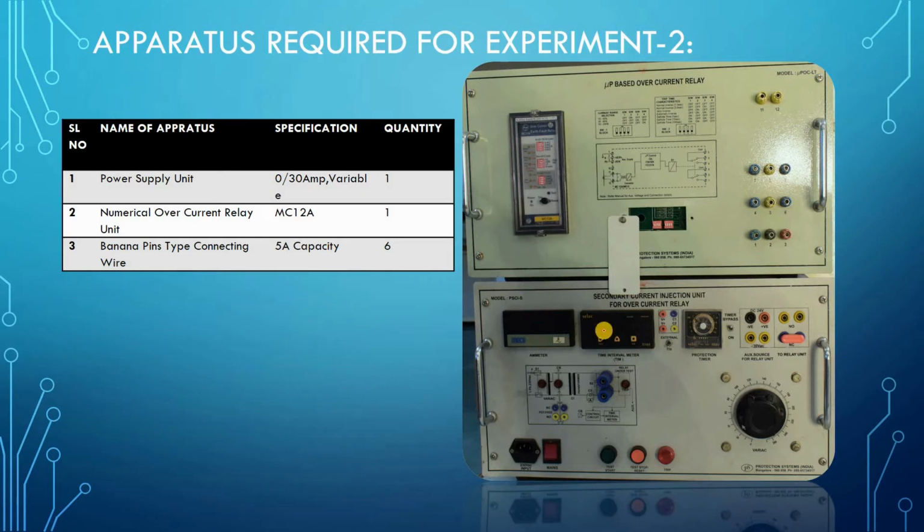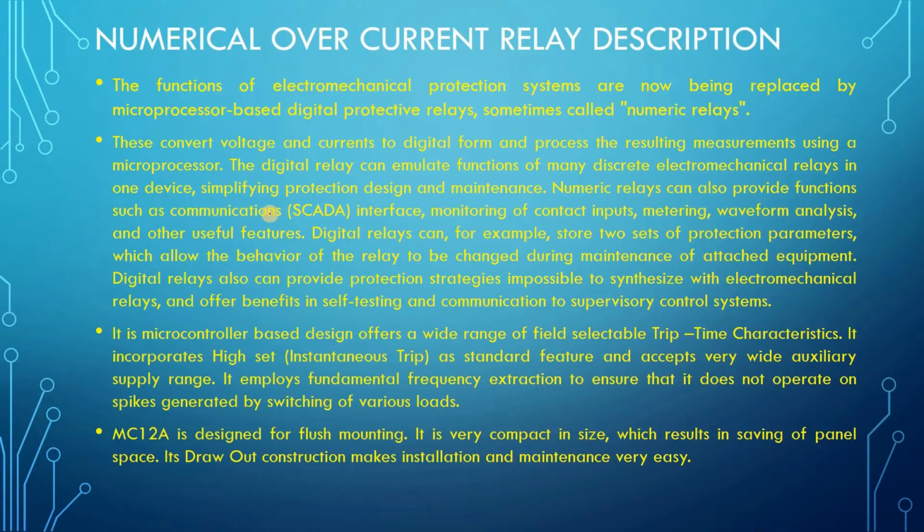Let's see the details. This power supply unit we have already studied in part 1 of this video, in detail, how this unit is designed and how to operate it. Right now we will study the relay unit, how this numerical relay unit works. The function of the electromechanical protection system is now being replaced by the microprocessor-based digital protective relay, because modern technology is changing and new ideas are coming.